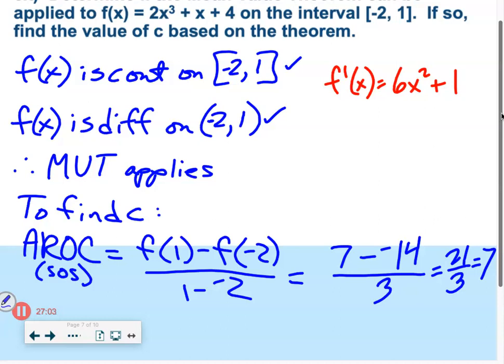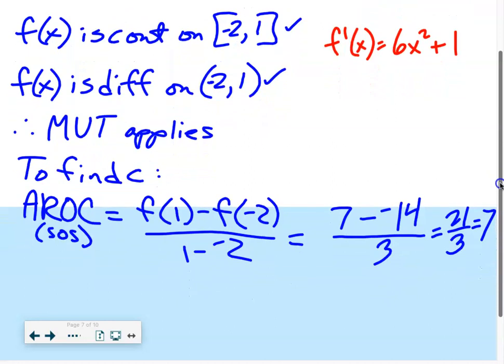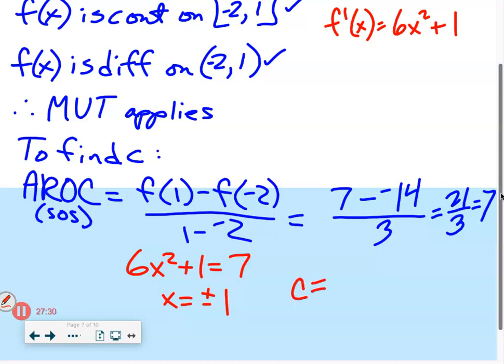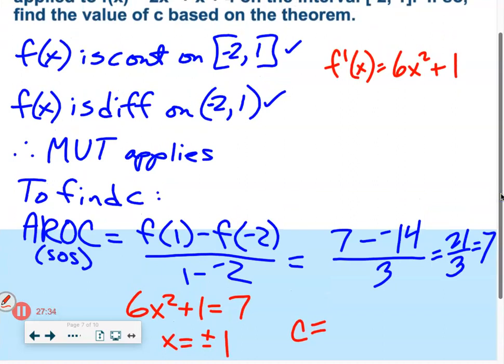Okay. All right. So that's our average rate of change. What are we going to do with it? We're going to set our derivative equal to it and solve. So 6x squared plus 1 equals 7. All right. Emma, when you solve this, what do you get? You get plus or minus 1. Does that mean that there are two c's, positive and -1? Not necessarily. Let's look at our interval.